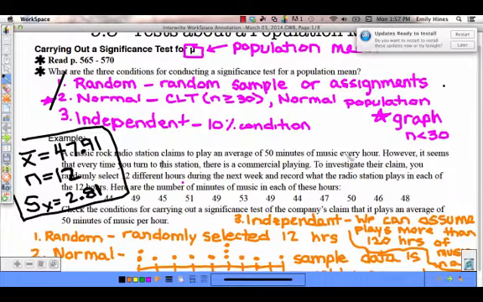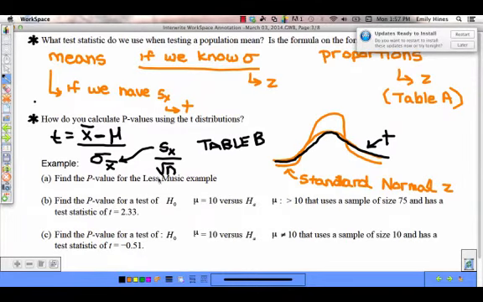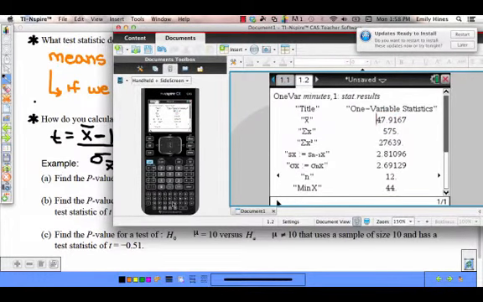And then in order to calculate my test statistic, I need to take X bar, which was the 47.91, minus the population mean, which in this case we're assuming is the 50 minutes of music they claim to have, divided by my standard deviation, which was 2.81, which I have to divide by the square root of my sample size, which was 12, because that gives me the standard deviation of my sample mean, so of my sampling distribution.